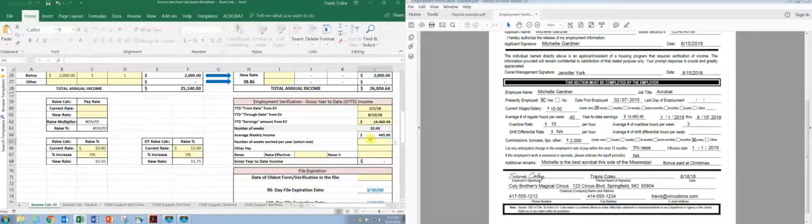All right. Then the number of weeks worked per year, that's going to be 52. Other pay, remember we've got that bonus that we need to deal with, so we're going to put in that other pay of $2,000. And then we need to put in the raise effective date. So it says on here that the raise will be effective on 1/1/2019. And the raise percentage is 5%.